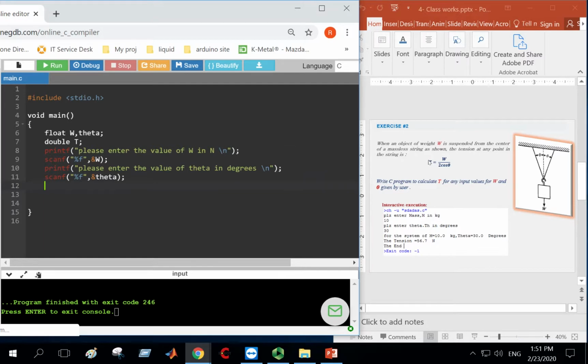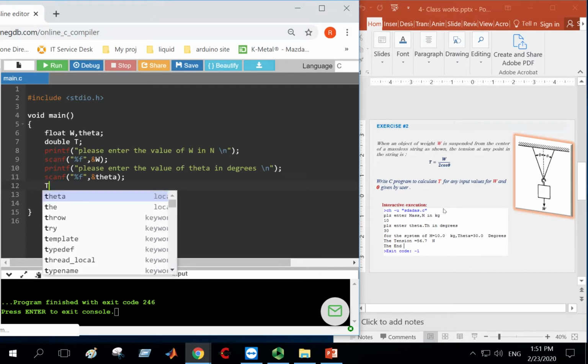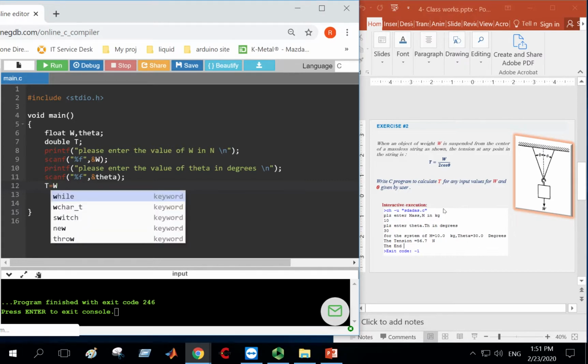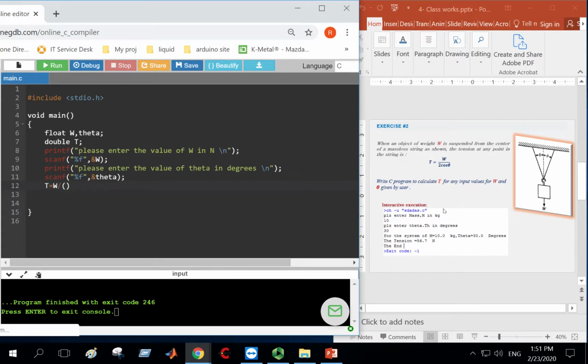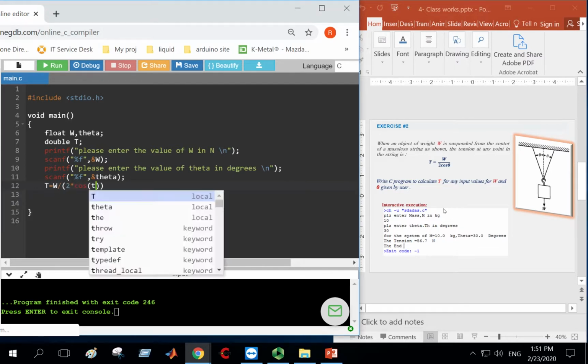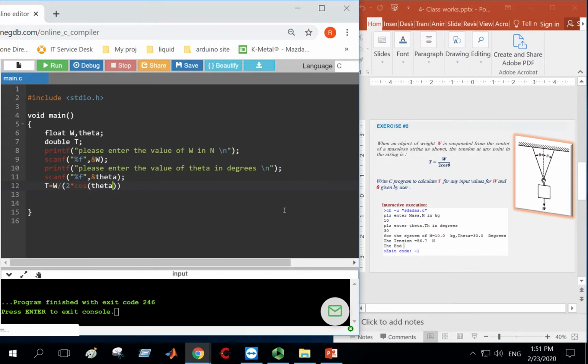Okay. Now we have the value of W and we have the value of theta. We have to calculate the T. So we'll write T equals W divided by 2 star, which is multiplied by cosine theta. We have to take care about something here. All of the trigonometric functions like cosine, like sine, like tan, atan, all of them in C take the value of theta in radians, not degrees. So we have to calculate the theta in radians. We can write it here directly or before, it's up to you.